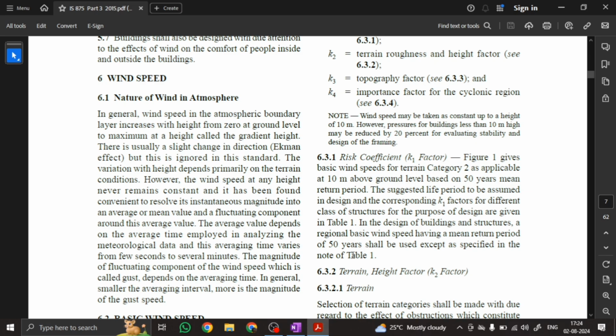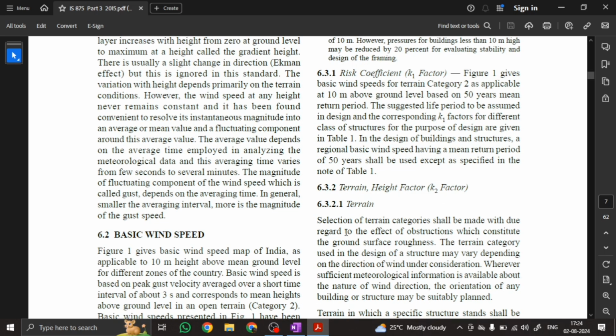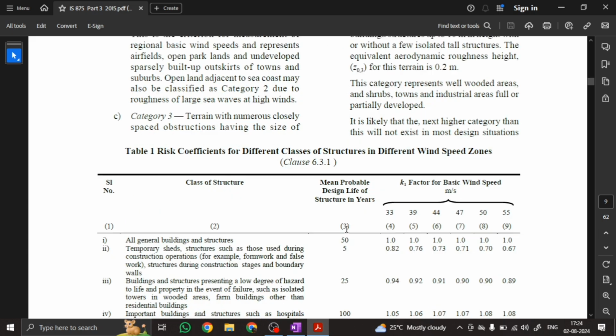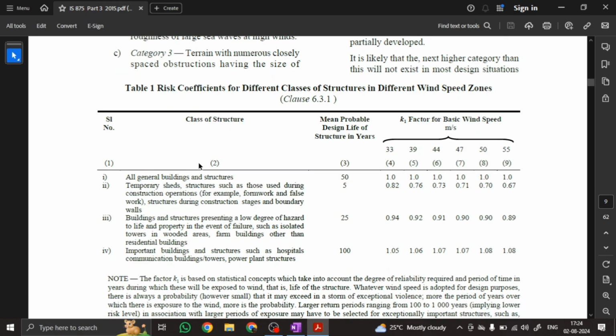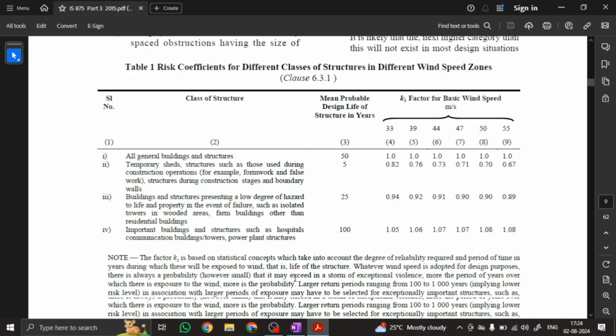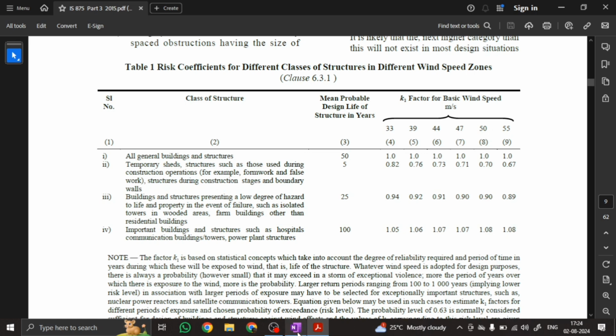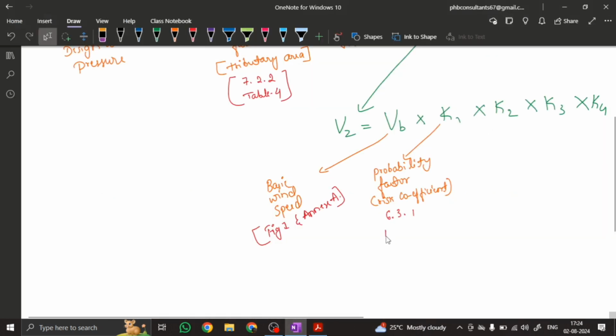What does it tell? It tells us to go to Table 1. Where is Table 1? Here it is, Table 1. For general structures, we take according to these wind speeds, and we have to decide the value. If temporary sets are present, then we have to take these values. Okay, like this we use this table.